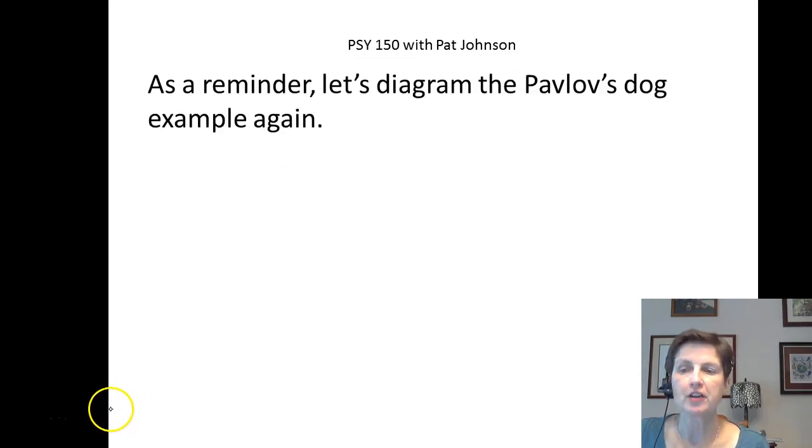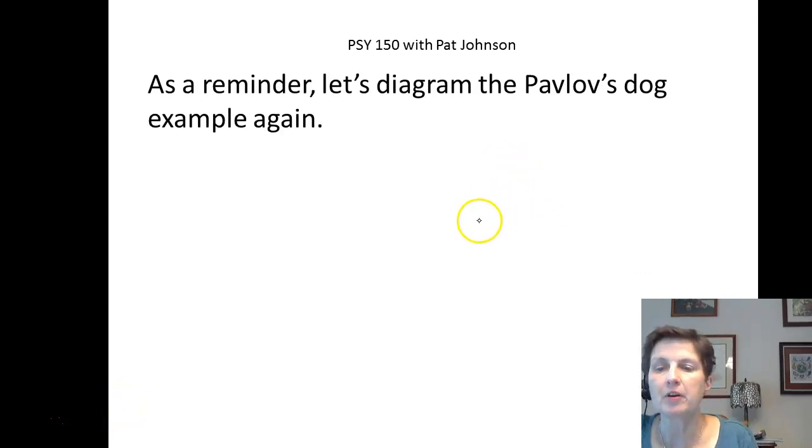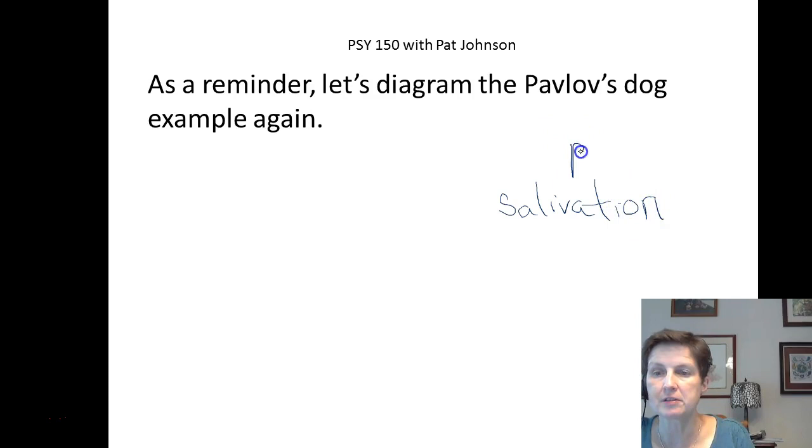As a reminder, let's diagram the Pavlov's dog example again. And if you remember, what Pavlov's dog learned to do was salivate. So our response is always the easiest thing to recall or to identify in any classical conditioning situation. So let's write down salivation. And let's label that as a response.